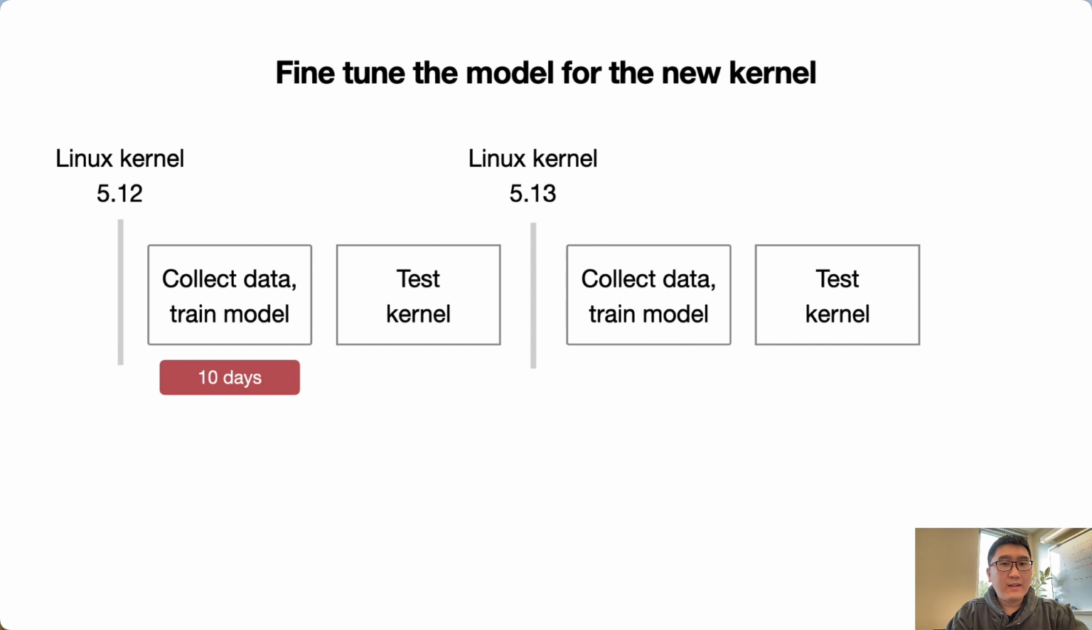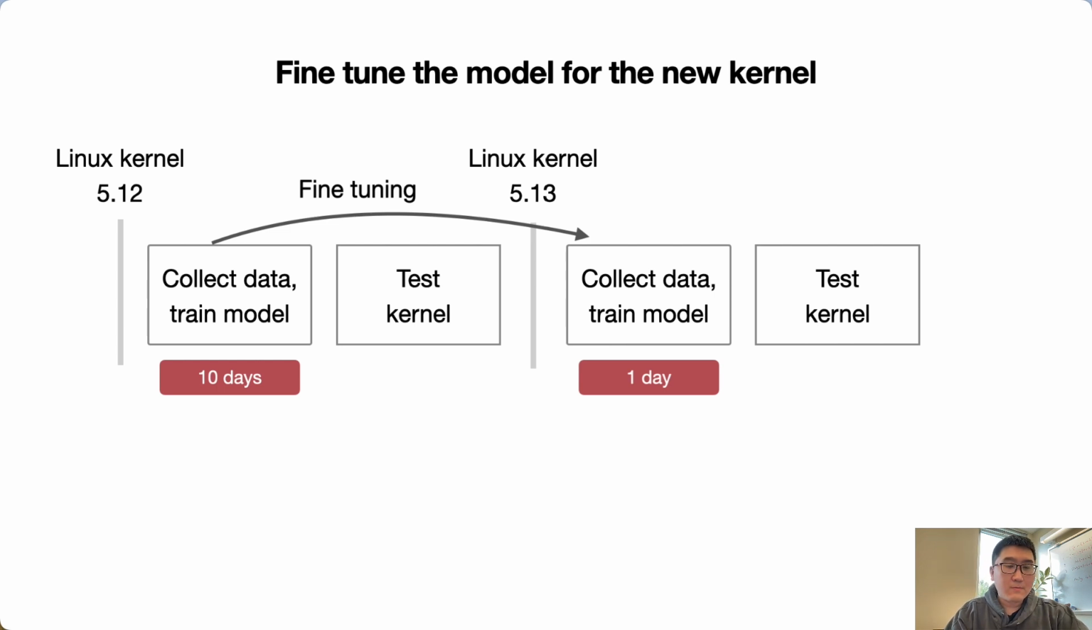But we did not stop here. We tried another way to reduce the training cost. That is to incrementally update the model by fine-tuning. What fine-tuning means is that instead of training a new model from scratch, we train a new one based on a model that is already trained. Very often, because the base model is already good enough, the new model can have great performance even with very little fine-tuning. We take the model trained for 5.12, fine-tune it with a very small amount of data collected on this new kernel, so the new model can get a rough idea of what's new.